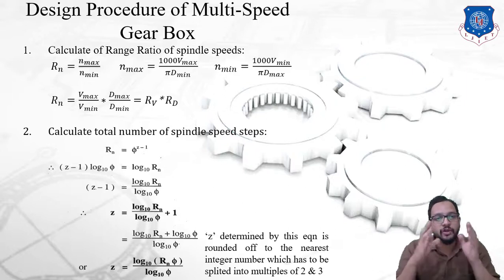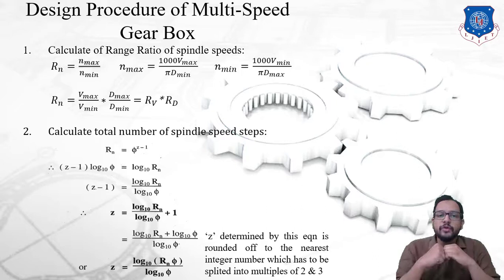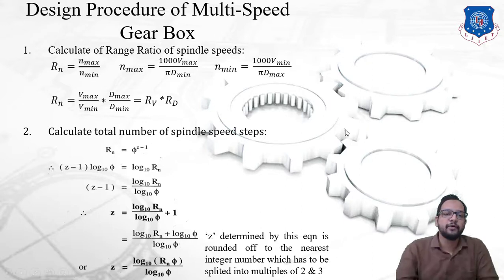First, we need to calculate the range ratio of the spindle speeds. Now we know how to determine that range ratio. The range ratio formula is maximum spindle speed upon minimum spindle speed. Usually in a numerical, n max and n minimum would be given. But if n max and n minimum are not given, then two corresponding values will be given, that is V max, the cutting speed, and the minimum diameter.